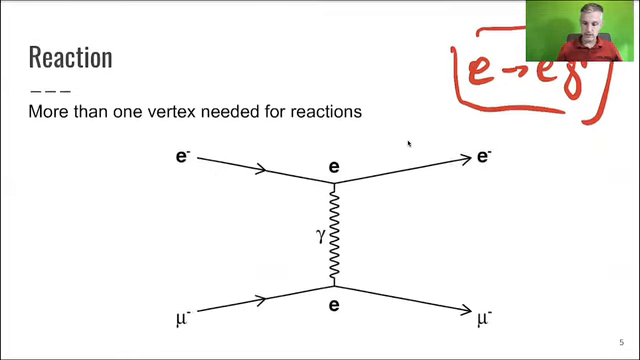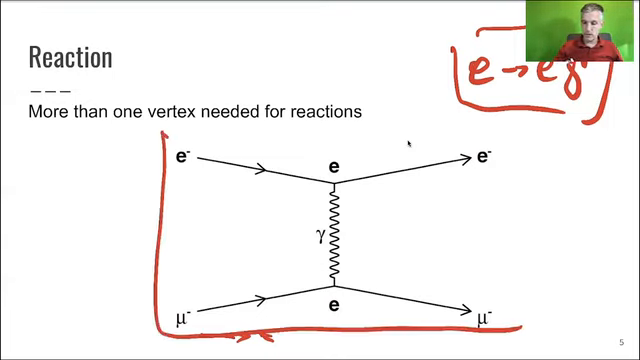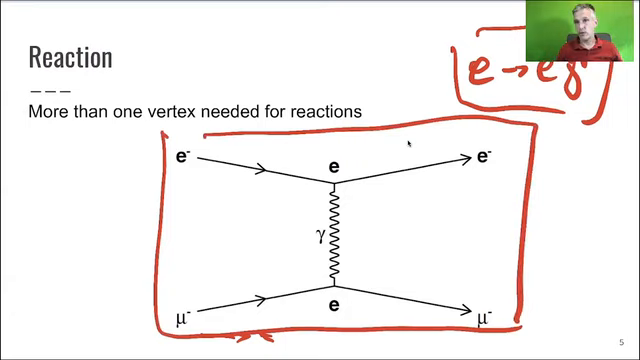Here, with time potentially going in this direction, is a scattering between an electron and a muon through the exchange of a photon. Both particles have an electric charge of e, and you can then calculate the probability for a process like this to occur. We'll see how to do this technically later on, but hopefully you have a first impression.